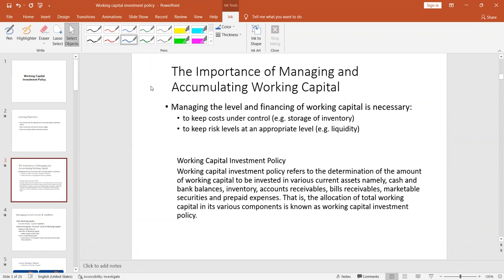Again, why working capital investment policy? For keeping risk levels at an appropriate level. How? Maintaining a level of liquidity that will reduce our risk and also maintain our target profitability. We don't want to lose our profit. We don't want to maintain a level of liquidity that will be idle.